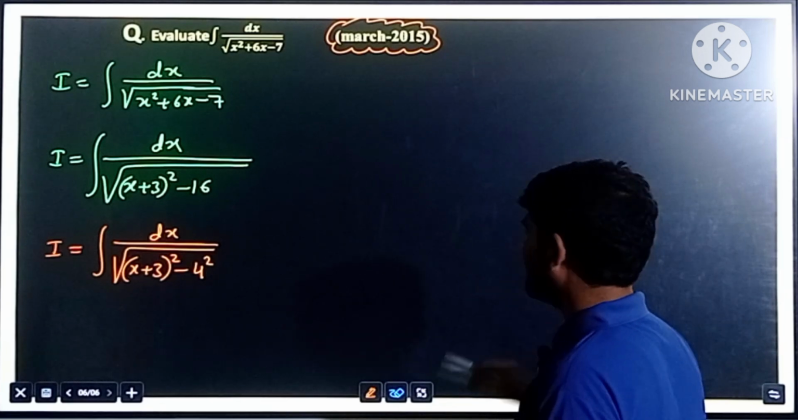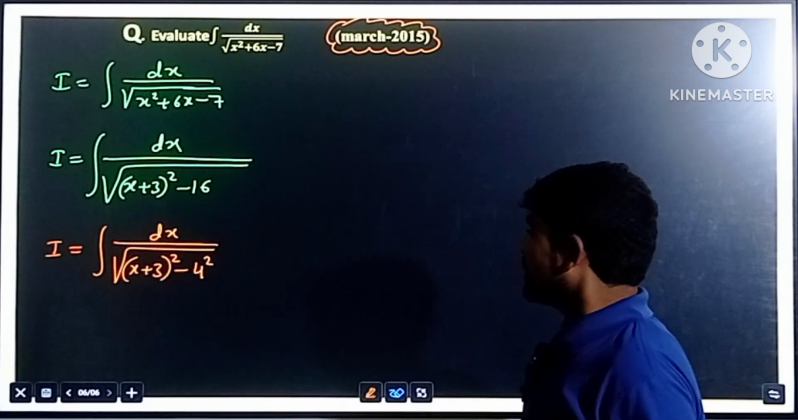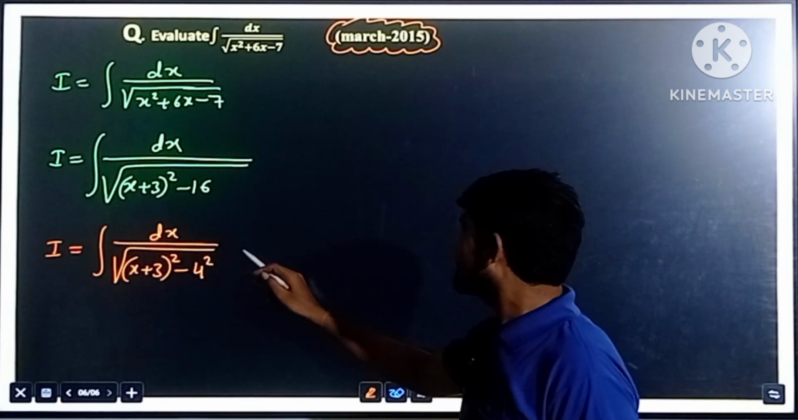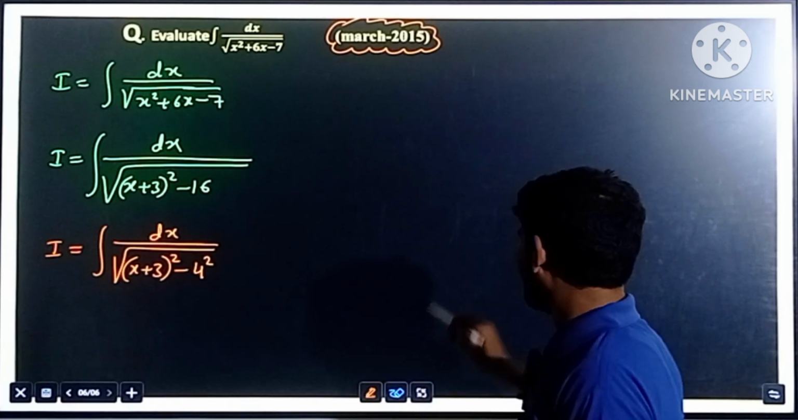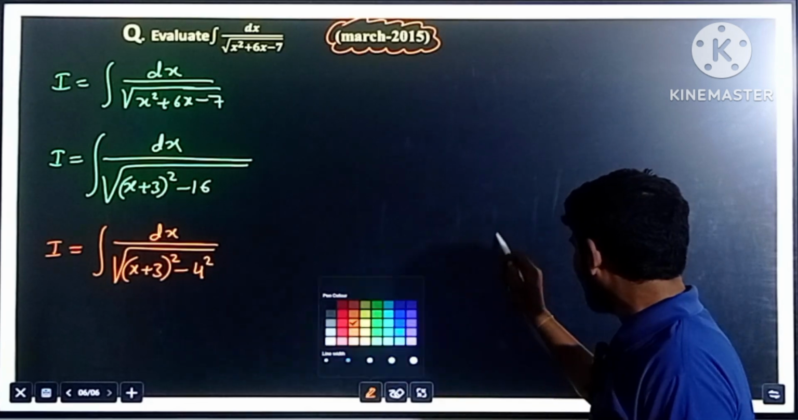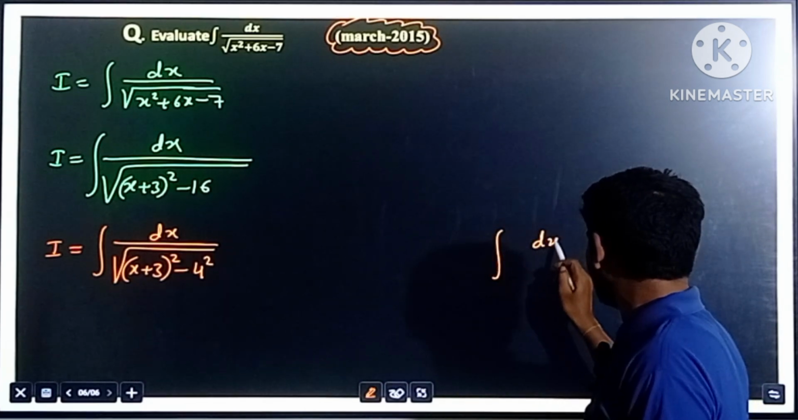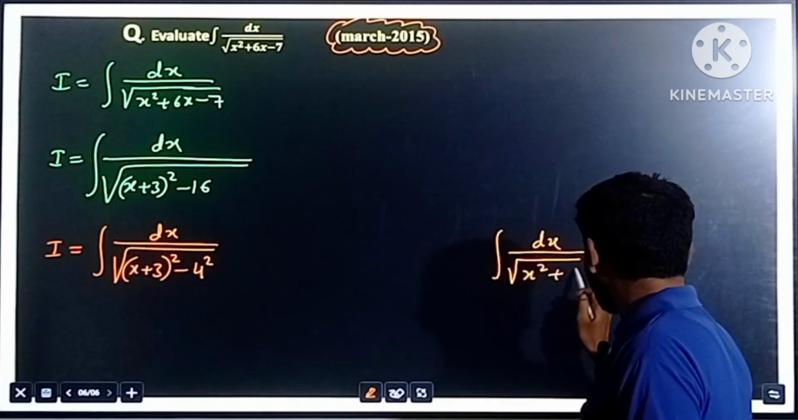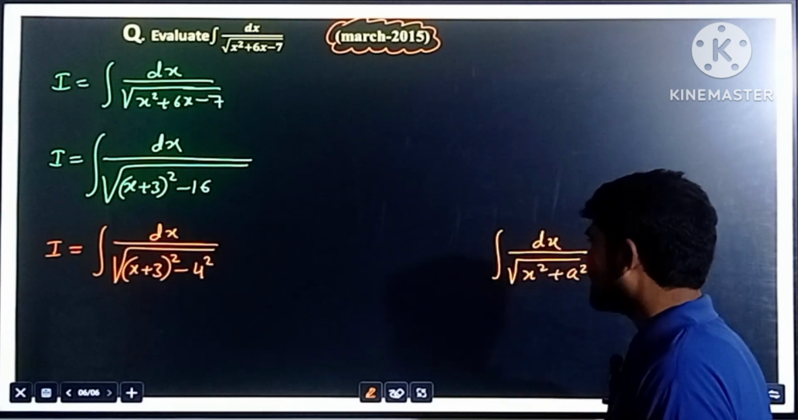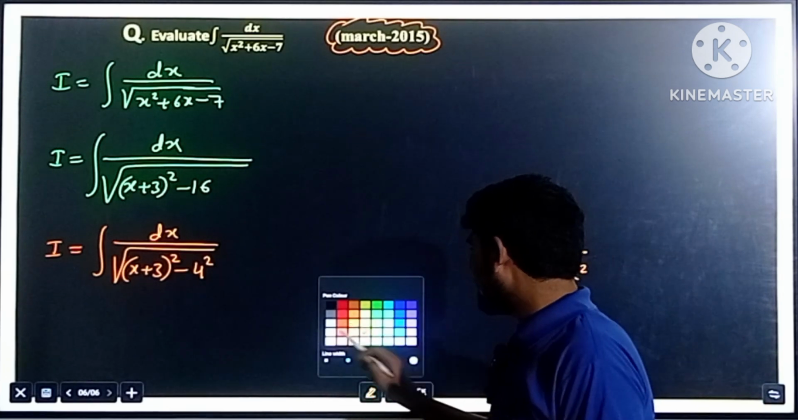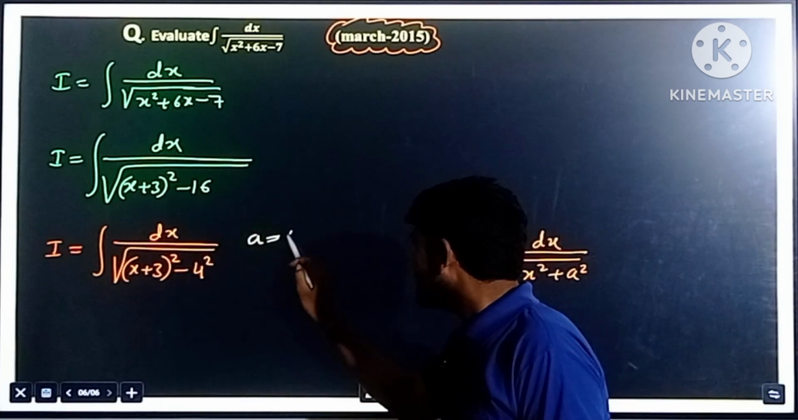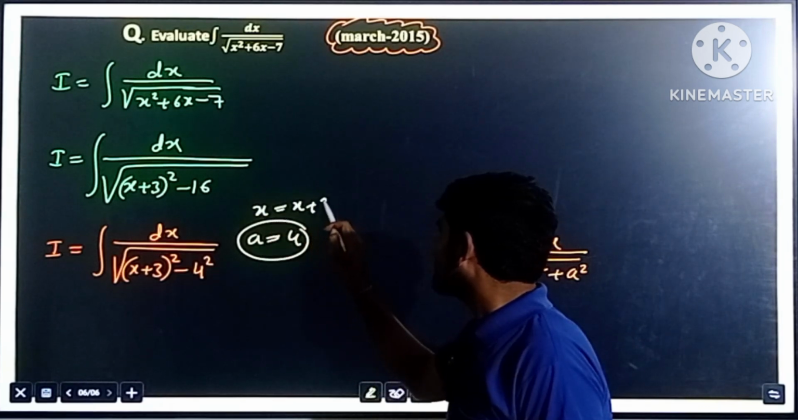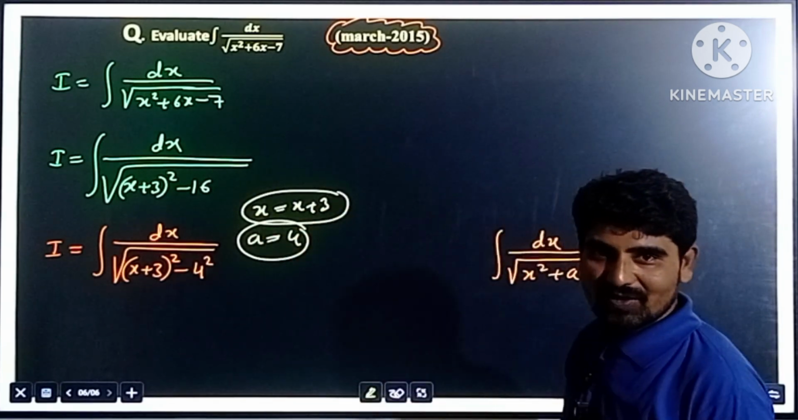Now observe the given integration problem. We have one of the particular functions in this form, that is, integration of dx divided by square root of x square plus a square, where a is 4 and x is x plus 3. I hope all of you are understanding.